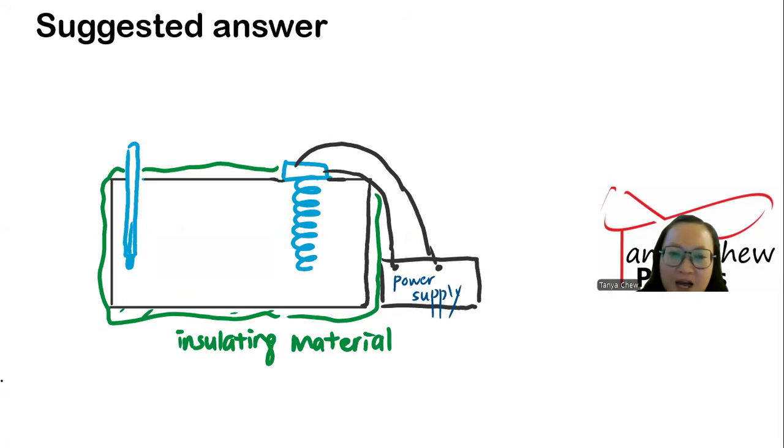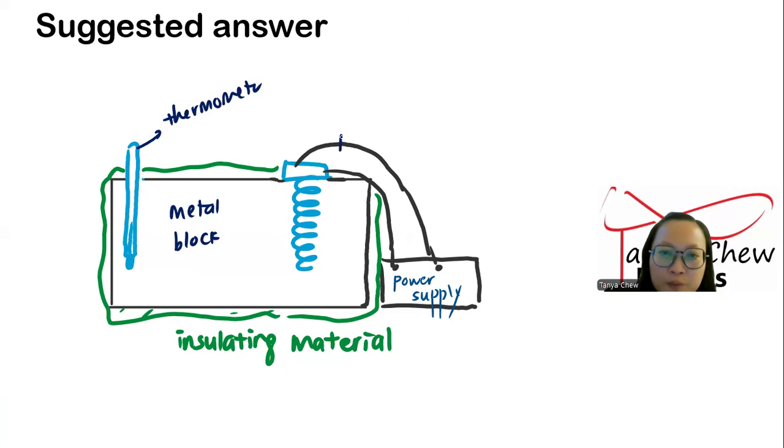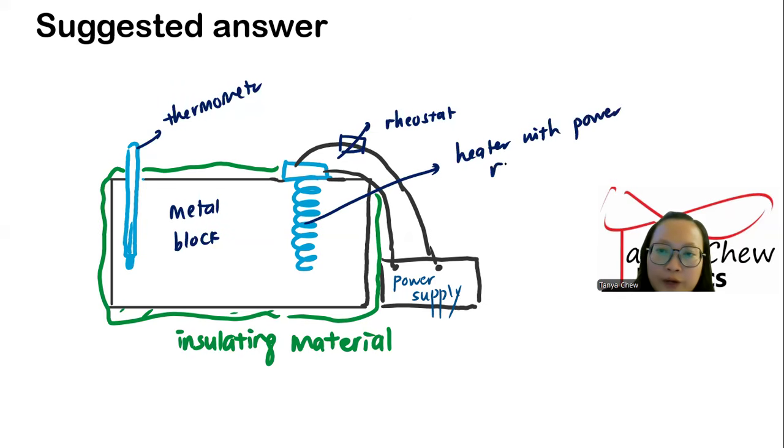So this is a metal block. Wow, my heater looks like a spring. It's not a spring, don't worry. I wasn't born to be an artist. I'm very bad in drawing. So this is the metal block. This is the thermometer. And this is a power supply. And then if you want safety precaution, put a rheostat here, right? Rheostat. Heater with power rating. And insulating material is to make sure we minimize the heat that is lost to the surrounding.